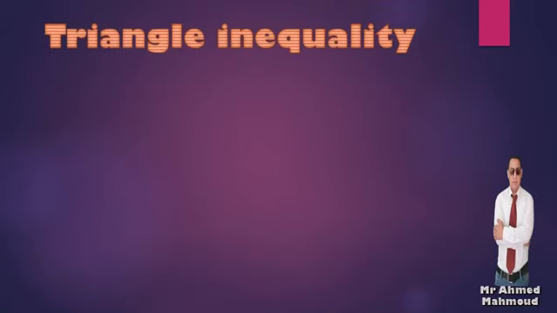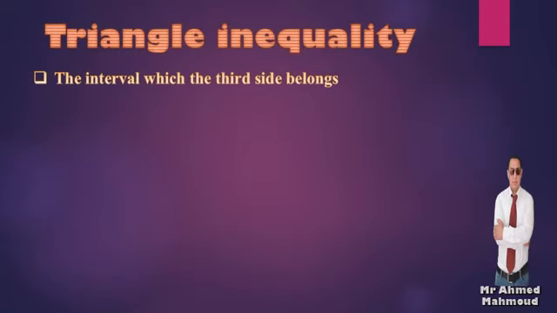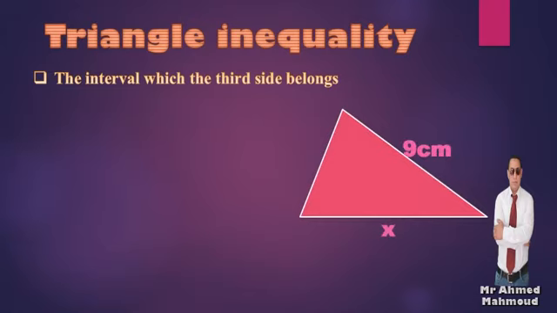Okay, here we have another concept, the interval to which the third side belongs. For example, if we have a triangle like this, x centimeters and 9 centimeters and 6 centimeters. In this example, we already have the lengths of two sides, 9 and 6, and we need to know the third side or the range of the third side. The range of the third side can be put in an inequality. This inequality lies between the sum of the two sides and the difference of the two sides. Or we can put it in an interval.